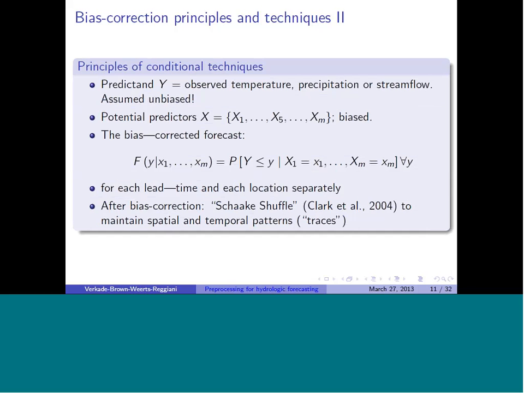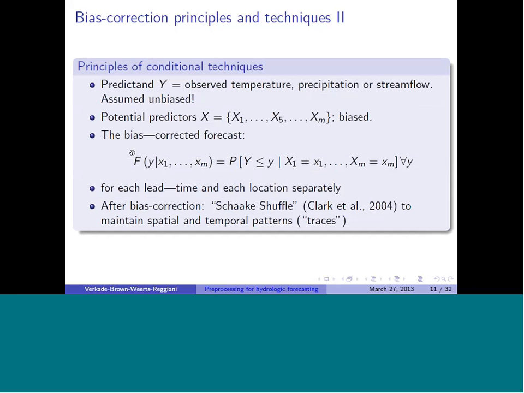Now, in terms of the conditional techniques, the principle is similar for both. We have a predictand here called y, and we have a set of potential predictors here termed x. We're just assuming that the predictand y is unbiased. Obviously, there's going to be some measurement uncertainty, but we're just going to ignore that for the moment. What we're aiming to do by post-processing is to arrive at a bias-corrected or post-processed forecast, which is a distribution of the predictand conditional on a predictor or on multiple predictors. So we arrive at a probability distribution, which is a cumulative distribution, basically.